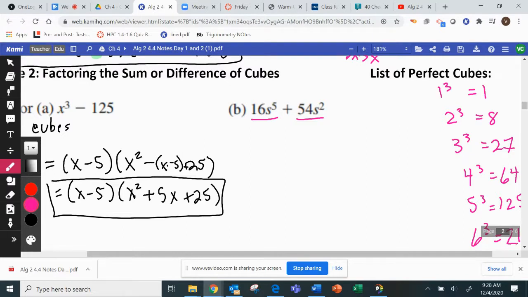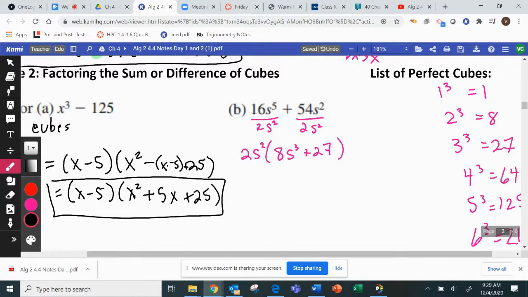What do you notice about 16 and 54? They are both what kind of numbers? Yeah, so it's divisible by 2 for sure. If I divide out 2, I'm going to have an 8 there, which is a perfect cube. If I divide 54 by 2, I'm going to have a 27. What about the s's? Do we have any common s's there? Yeah, we've got 2 of them. So I'm going to take out 2s squared, and I have left over 8s to the third plus 27.